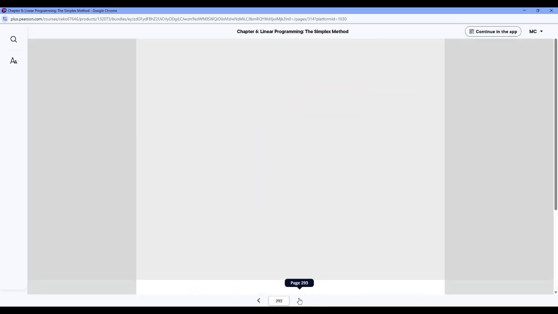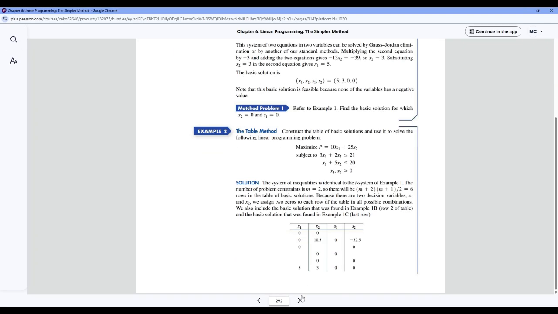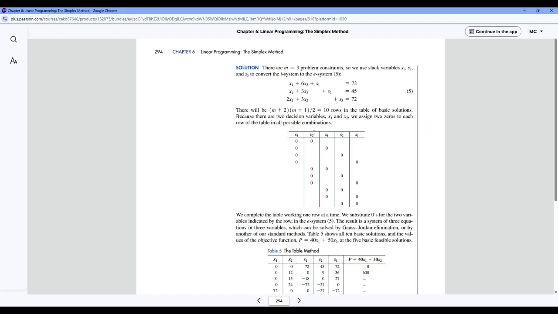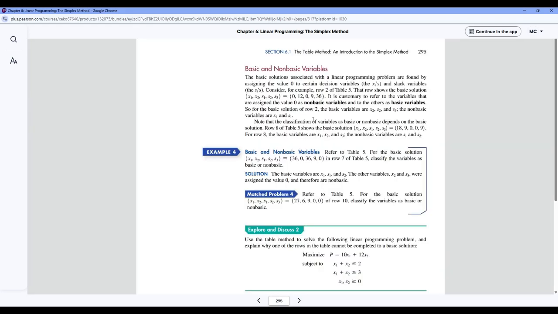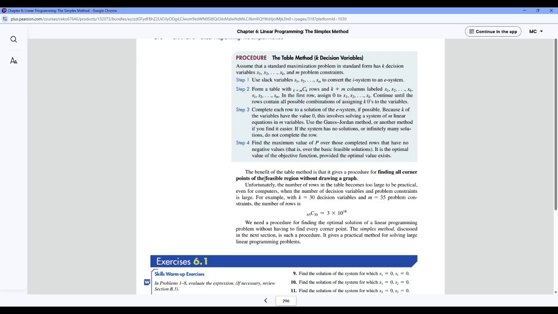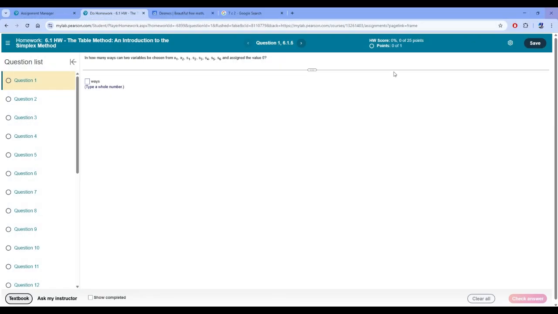Yeah, that makes sense. We basically check all our endpoints and turning points to find out which value gives us the highest. All right, table method. The benefit of the table method is that it gives the procedure of finding all corner points of the feasible region without drawing a graph. Interesting. For example, if k equals 30 decision variables and m equals 5, then it's 35 choose 30. All right, let's get out the textbook and give this a shot.